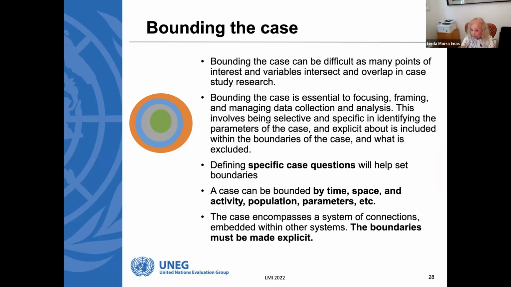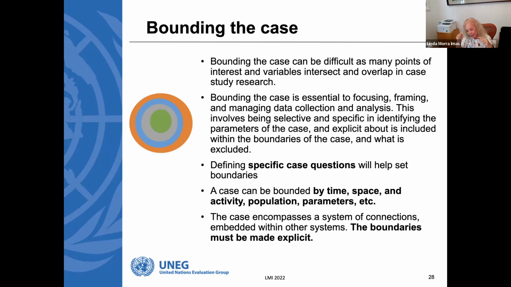Bounding the case. In any evaluation we do, we bound it, right? So we always say, this is the time period we're looking at. These are the number of sites we're looking at. But in case study, setting the boundaries, defining the boundaries are sometimes more difficult because we are dealing perhaps with concepts like communities and studying 5 communities. Well, what's a community? What are the boundaries of the community? How are you going to define that? It can be much more difficult to bound the study.